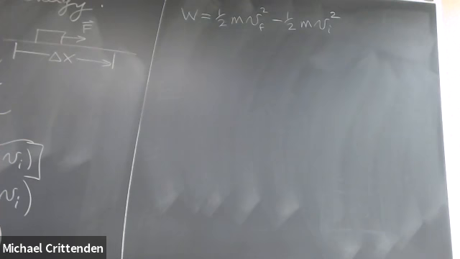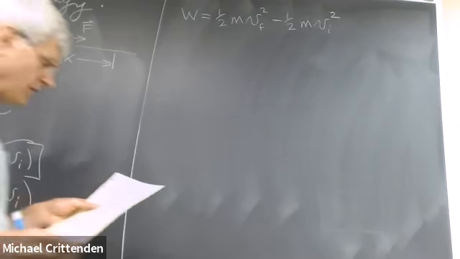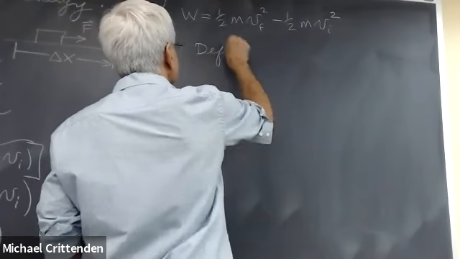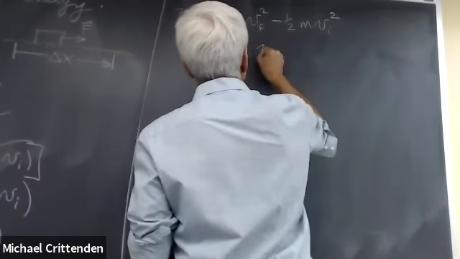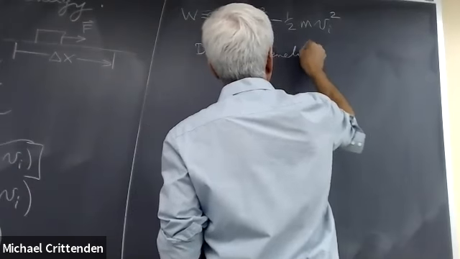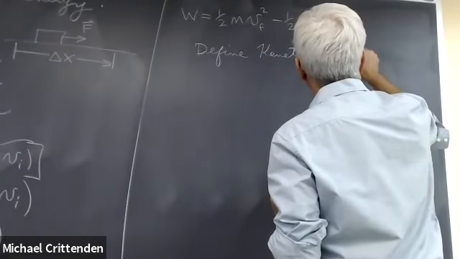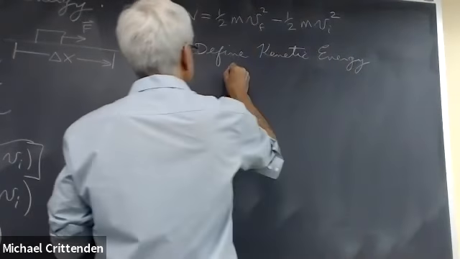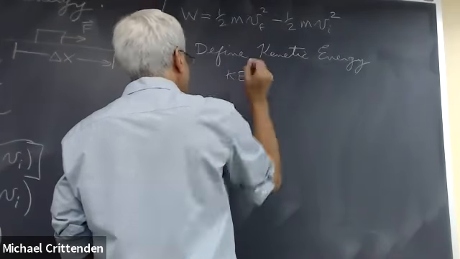That makes 1/2 mv squared sound like it's stored up work, okay? Something like that probably ought to have a name of its own. What do you say we call it kinetic energy? That's kind of a catchy sounding name, don't you think? Define kinetic energy. Shall abbreviate KE.